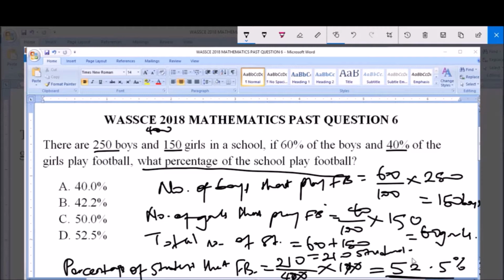So the percentage of students that play football, or percentage of the school that plays football, is 52.5%, and that is option D.